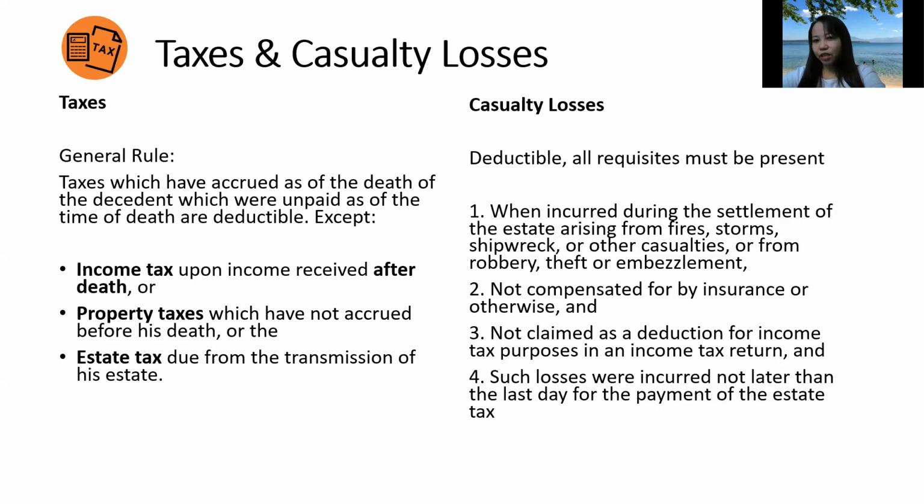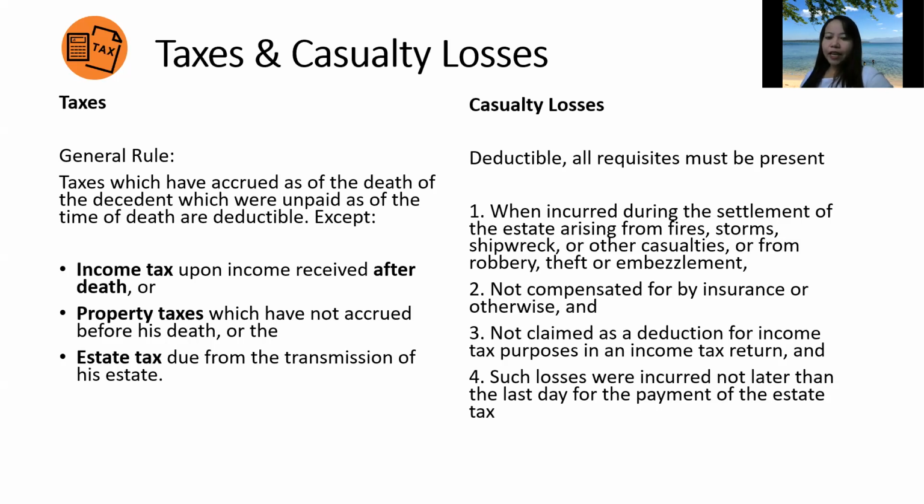So in this scenario, casualty losses, the property is still in the gross estate because it is present at the time of death of the decedent. But you're allowed this deduction because the property is actually lost already because of fire, storm, shipwrecks, or other casualties. And very important is that it is not compensated for by insurance or otherwise. And it is not claimed as deduction for income tax purposes, for income tax return. Because to recall, for income tax purposes, there is this allowable deduction called losses. For losses, as long as you comply with the requisites of losses, you can claim casualty losses as a deductible expense.